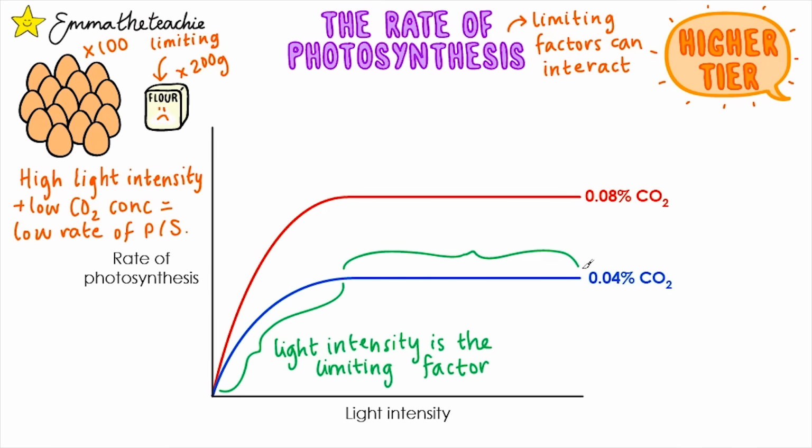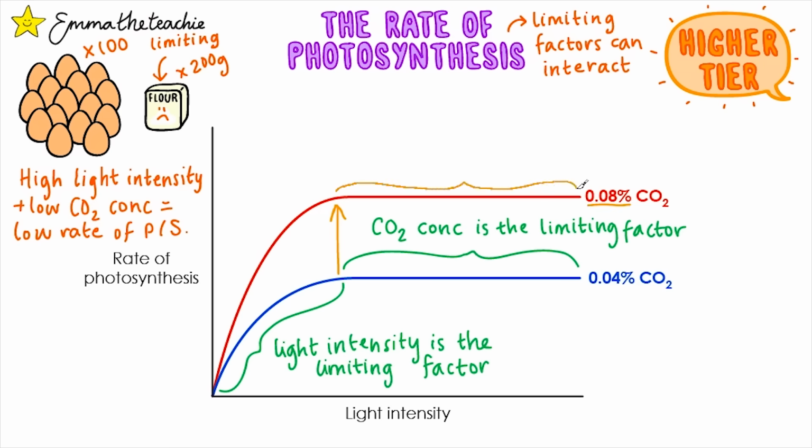What do you think is the limiting factor here? Pause and see if you can work it out. The answer is that carbon dioxide is the limiting factor. Here's how we know this. The blue line is 0.04% carbon dioxide. When the carbon dioxide concentration increases to 0.08, the rate of photosynthesis increases. That means that the lower concentration of carbon dioxide was the limiting factor.